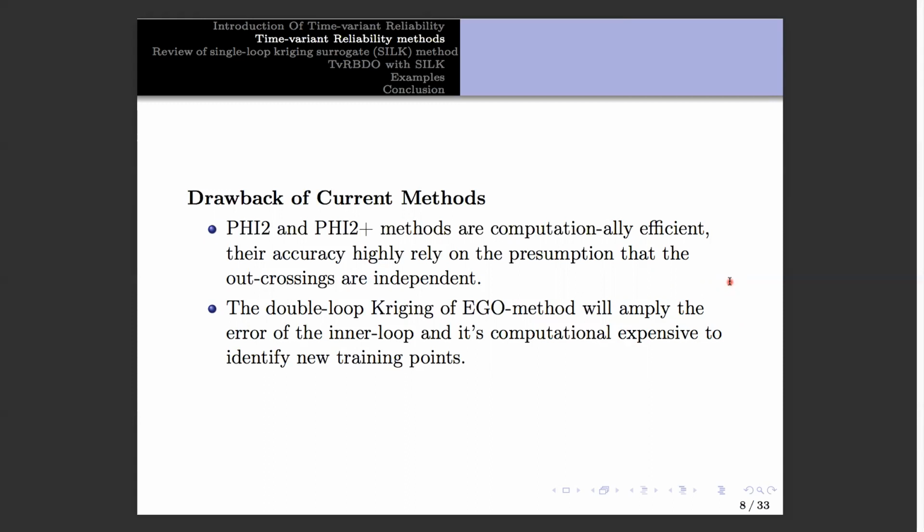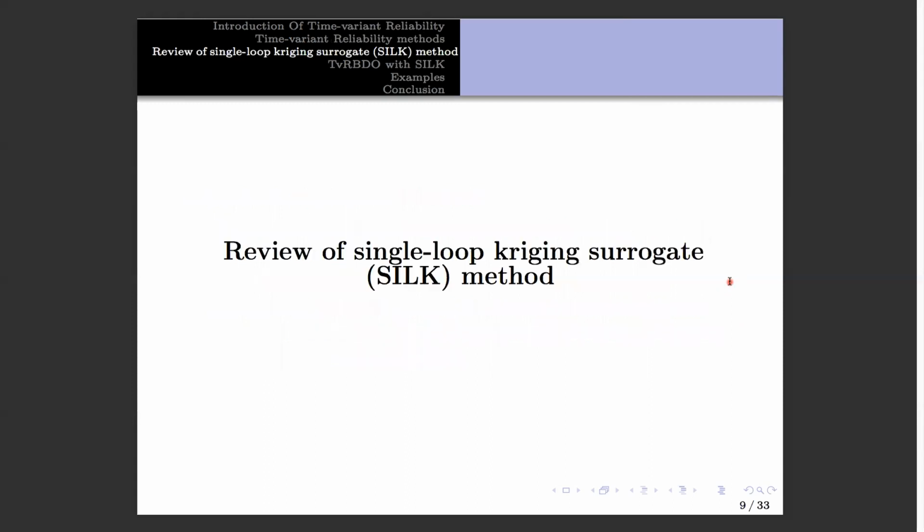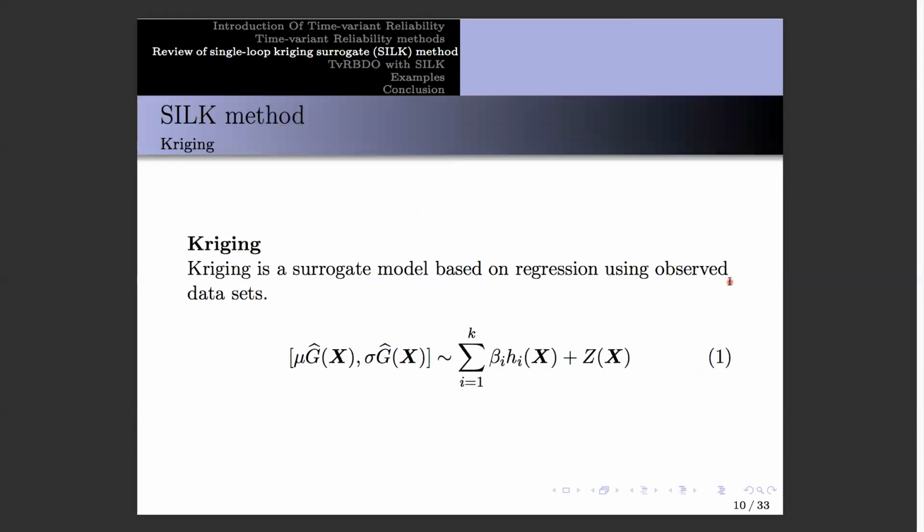To overcome this kind of problem, a single loop Kriging surrogate method, shortly SILK, is proposed. Generally speaking, in SILK, the time interval is discretized into small time steps at each design variable and uses a learning function U to decide whether to update the inner Kriging or not, to keep track of the random variable.